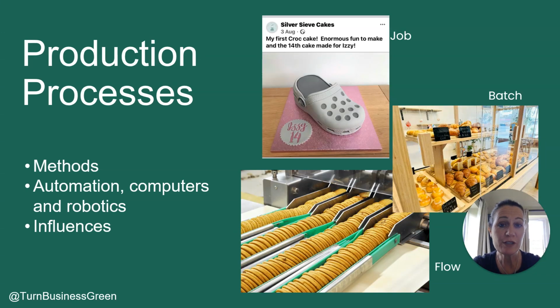Hi, business student. Today we are going to have a look at the operations unit, and we are going to start by having a look at production processes. We are going to talk about job, batch and flow production, which are the main methods of production that you need to know about. We're going to talk about automation and computers and robotics and their role in production and providing goods and services. And we're going to talk about what the influences on businesses might be that make them choose one type of production over another, and whether they would choose to use automation and computerization and robotics or not. Okay, let's have a look then.